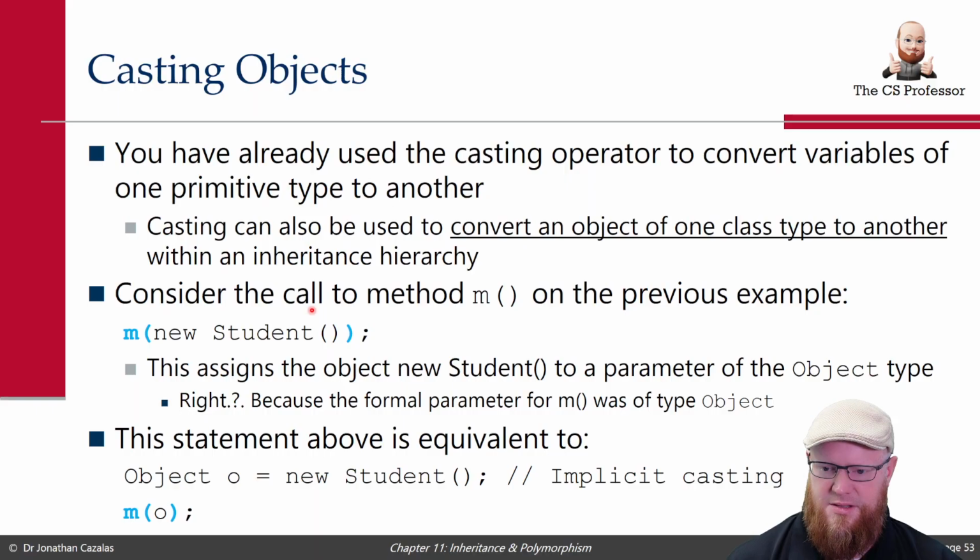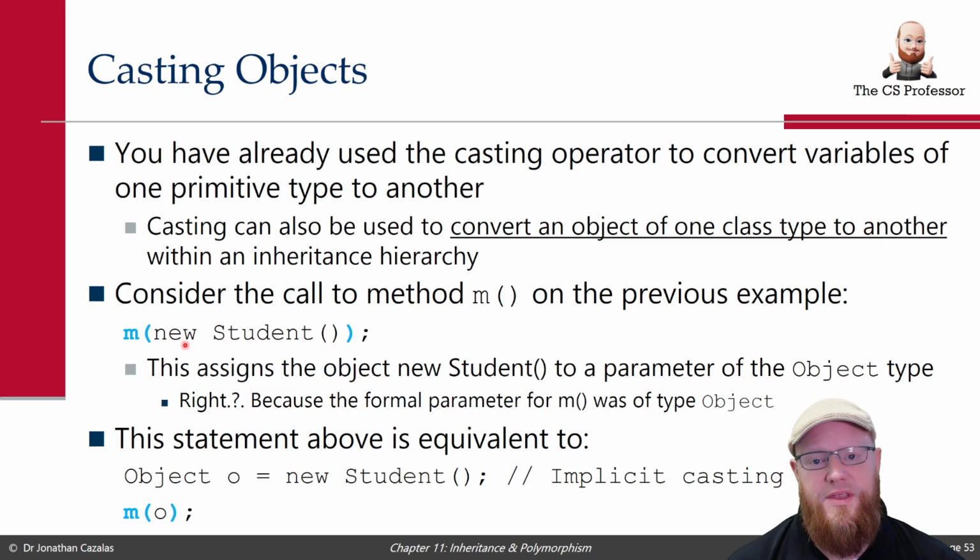So we've seen casting is the takeaway. We can also use casting to convert an object of one class to another class within an inheritance hierarchy. So that call that we saw last time, that call to method m, we were invoking this method m that was expecting an object. And what did we send to method m? In one of the calls we sent an object, in another call we sent a student, in another call to method m we sent over a graduate student, and finally in a fourth call we sent over a person.